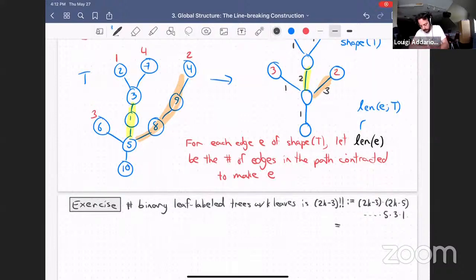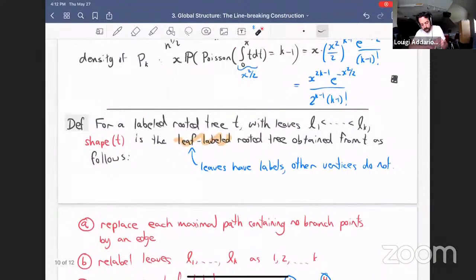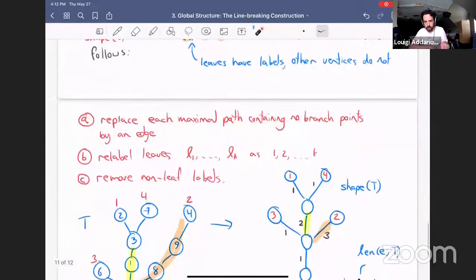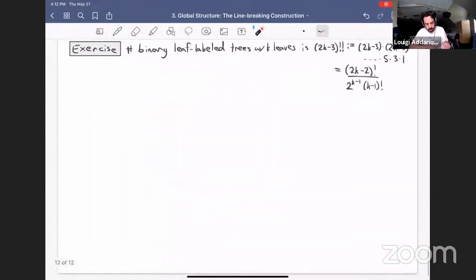Another way of writing that is 2k minus 2 factorial over 2 to the k minus 1 times k minus 1 factorial, because the denominator precisely cancels out all of the even terms on the top. And this form is suggestive, given that we just saw a 2 to the k minus 1 factorial show up in our expression for the density of T and K. So that's maybe worth mentioning.